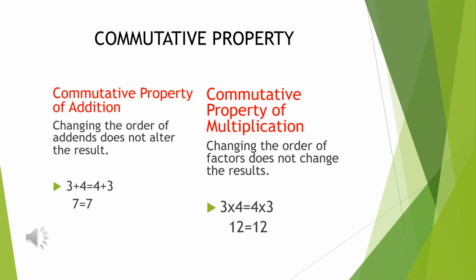Commutative property of multiplication. Changing the order of the factors does not change the result. It means that if we interchange the factors, 3 times 4 or 4 times 3, the result will still be the same. 12 equals 12.